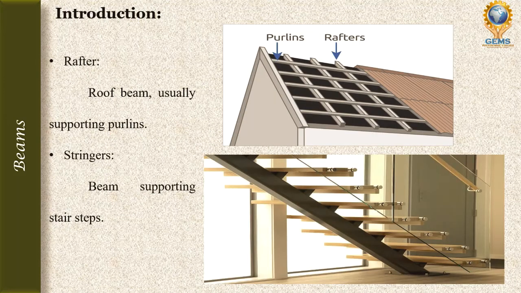Second one is a rafter. Same as the roof beam, we will see this rafter. This rafter will support the purlins. So purlins are supported by roof trusses, and these rafters are also supporting the purlins. So this part is called rafter. This one is purlins. So these purlins and rafters will come in the roof trusses.